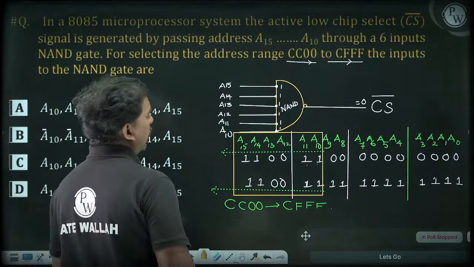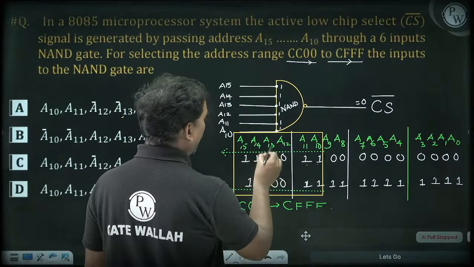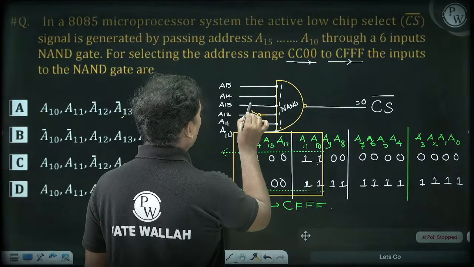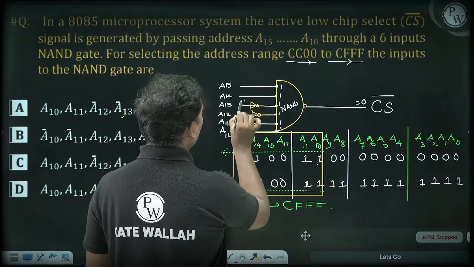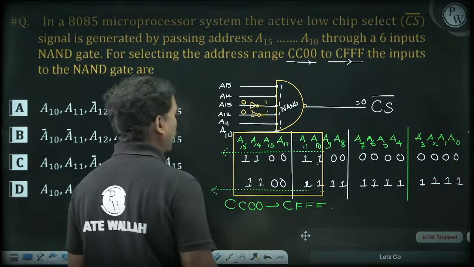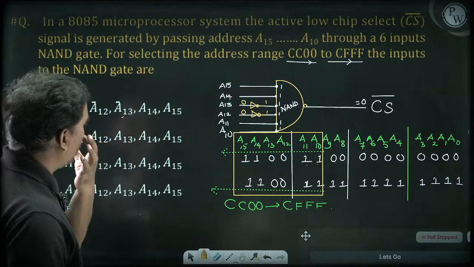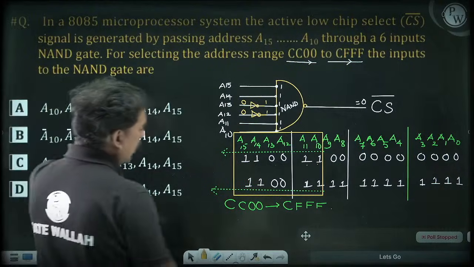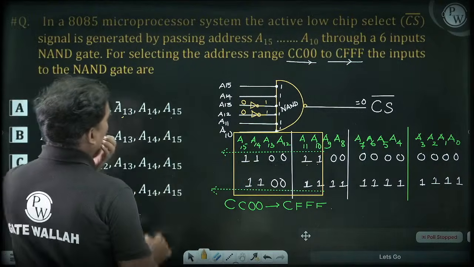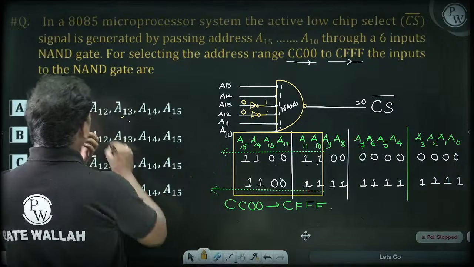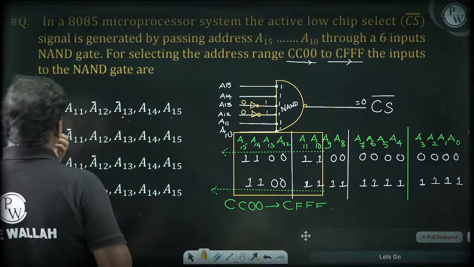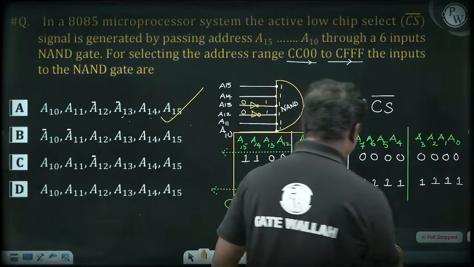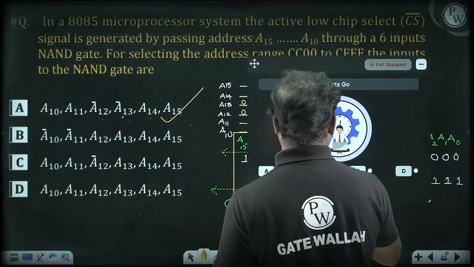That means A12 and A13 must be zeros in the initial. So they are 0, 0 here, so after the NAND input they will come 1, 1. So now what is the configuration? A15 must be 1, A14 must be 1, A13 must be 0, A12 must be 0, A11, A10 must be like this. So option A is the right answer.